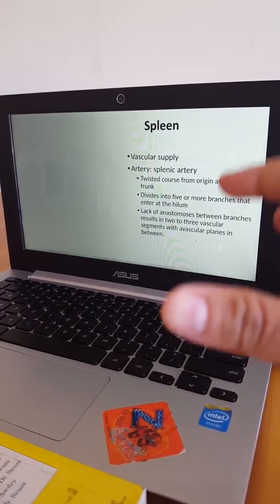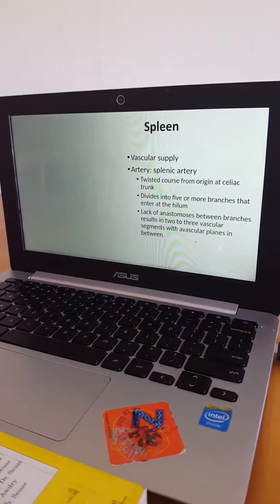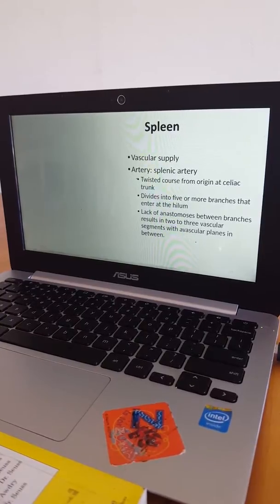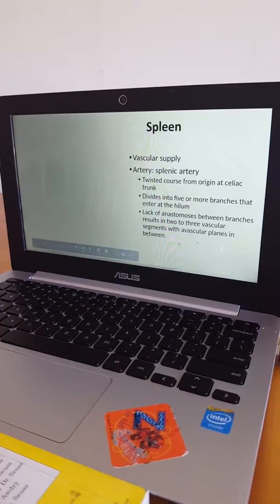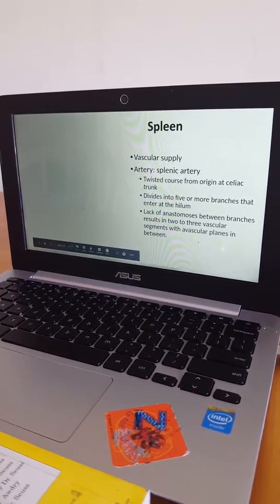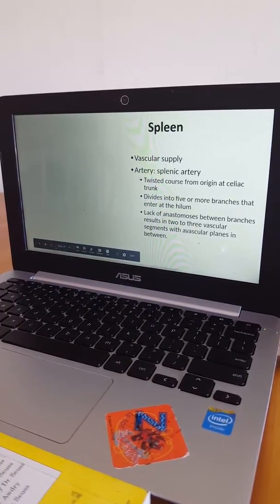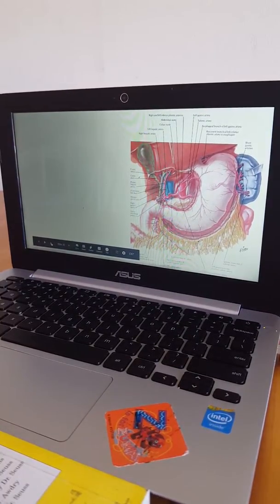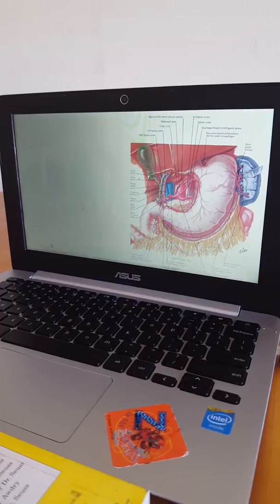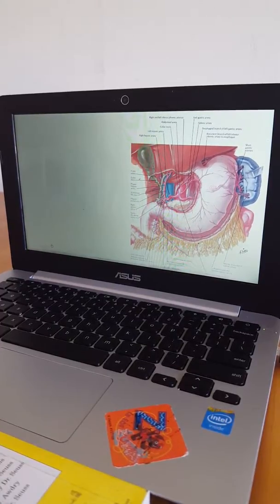So that's why the arterial supply of the spleen is very important, because even if one branch is affected, then that part of the spleen is affected. So this is an important exam point of view for the spleen. So this is, again, they're showing the branches of different arteries.